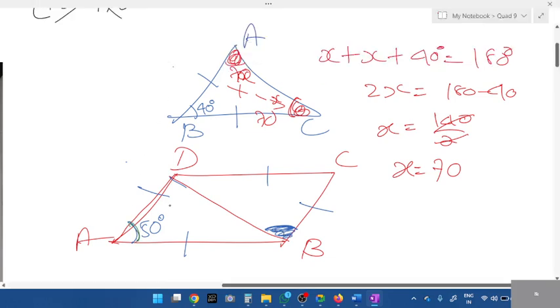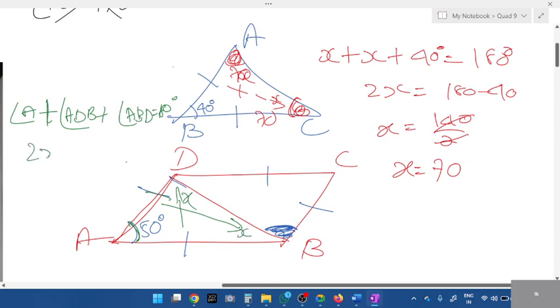See, if angle A is 50, angle A is in which triangle? Respond, all of you. Angle A is in which triangle? ADB. So in ADB, which two sides are equal? Tell me which two sides are equal. Okay, then which two angles will be equal? Angle ADB will be equal to angle ABD. So look here, angle A plus angle ADB plus angle ABD should be equal to how much? 180. Take it as x and x, students. So 2x is equal to 180 minus 50.